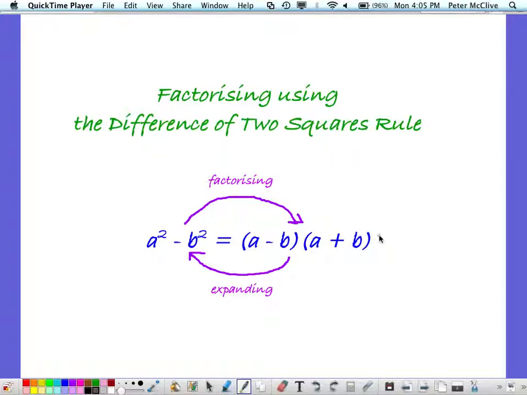Okay, so you can go two ways. You can go either to the right and factorise, or if you expanded those and multiplied them, you'd lose a middle term and just have something squared minus something else. So minus, that's why it's called the difference. There's always a minus there. So let's do some examples.